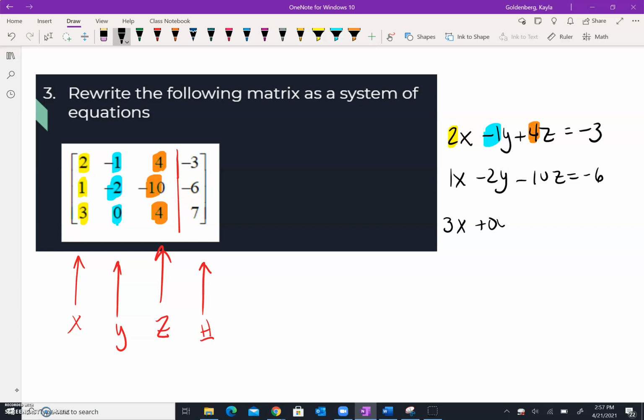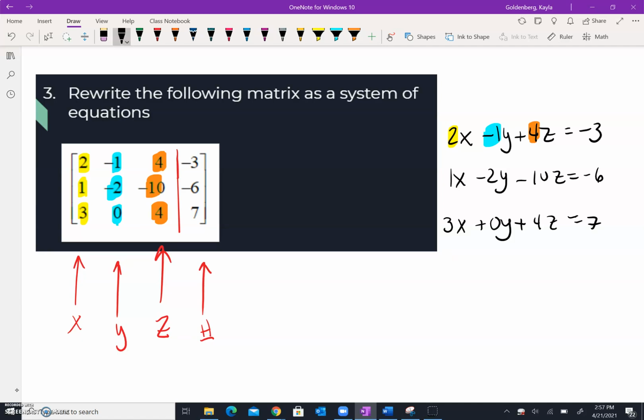3x plus 0y plus 4z is equal to 7. Notice you don't have to write that part there. You can just write it as 3x plus 4z. You may prefer just for cohesiveness to write them all, but you don't have to write that 0y.